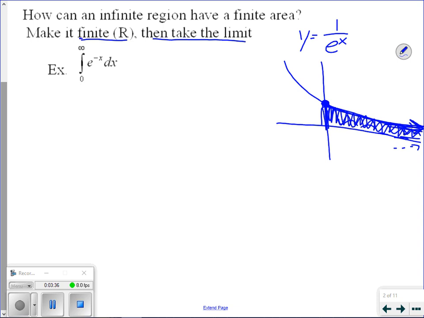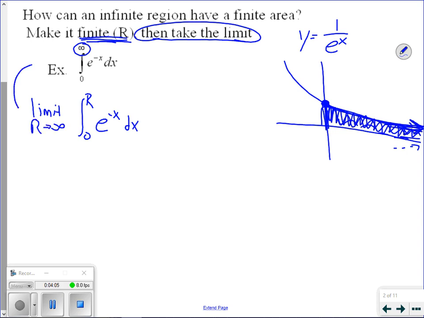So it says to make it finite by changing the bounds to a finite number. Instead of 0 to infinity, we're going to call that 0 to r, e to the negative x dx. We're going to make that r. And how we are able to compute infinity in this class is by taking the limit. So I'm going to say the limit as r approaches infinity. This is the same thing as writing it as above, but now I can compute a finite amount.